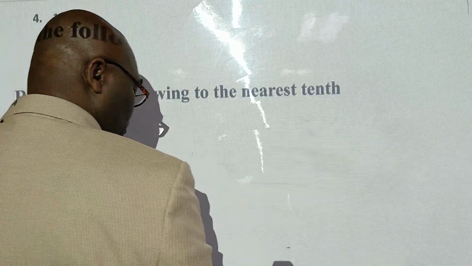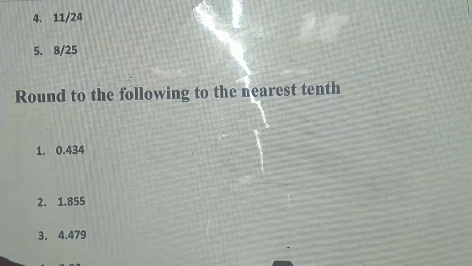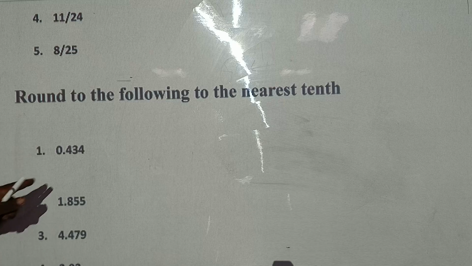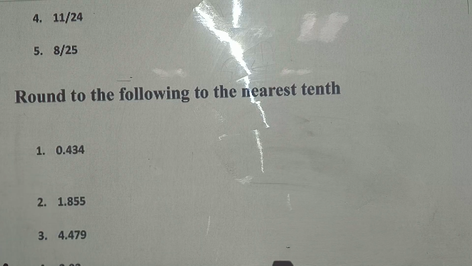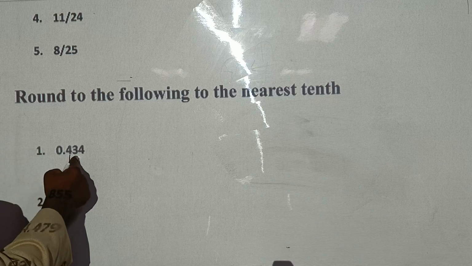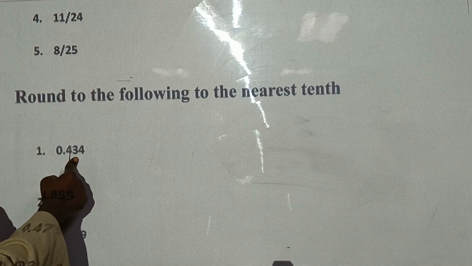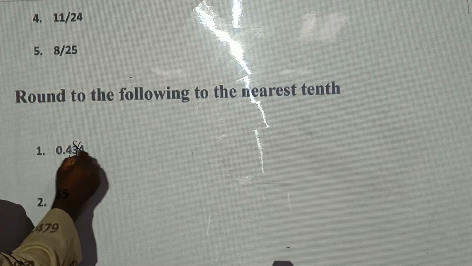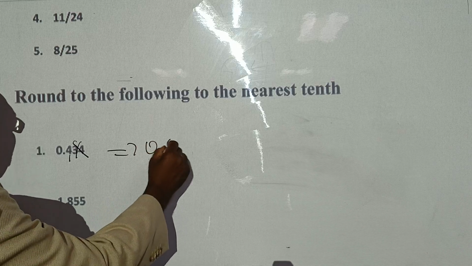Okay. Let's do some of those recap quick. Round to the following nearest tenth. So what is your tenth? Your tenth is 4. The number that comes after that, is it 5 or more? No, it's less than 5. So we drop everything. So this will become 0.4.